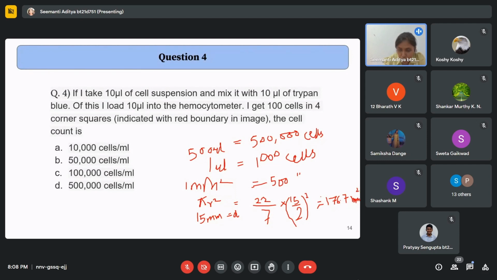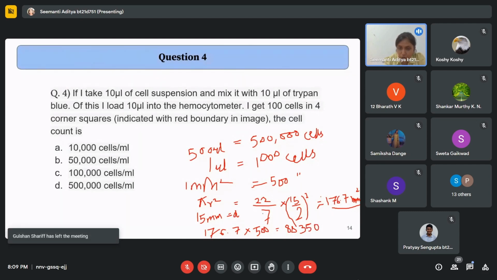So in this area, how many cells do we need? If in 1 mm square we need 500 cells, that means in the whole cover slip we need 176.7 into 500 cells, right? So in total we have to plate some 88,350 cells. 88,350 cells. Okay.